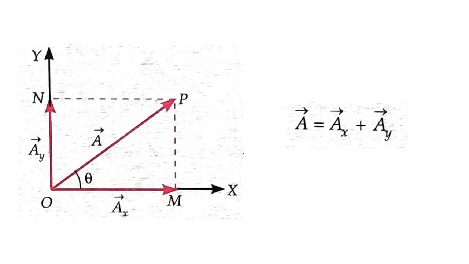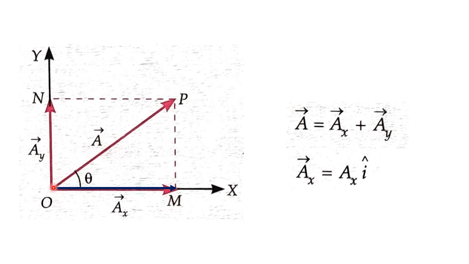Now moving on to another topic, rectangular components of a vector. Now suppose you are given a vector A. The resolution of this vector A will be Ax vector plus Ay vector. Ax vector is along the x-axis, Ay vector is along the y-axis. Fine.